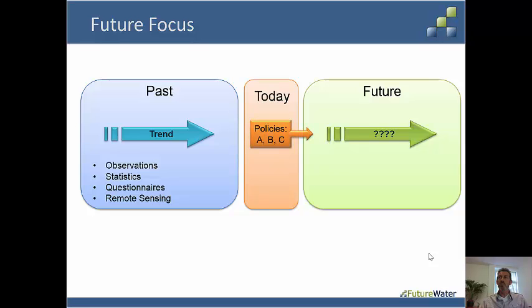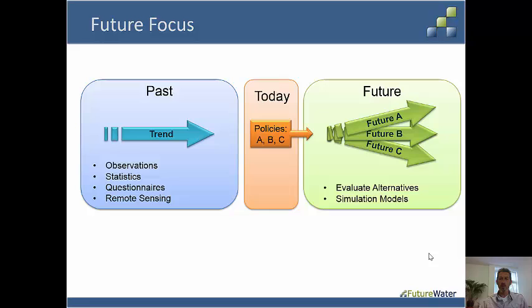But we are here today, and today we can influence the future. We can develop different policies. Let's say policy A, policy B, policy C. And based on these policies, of course, the future will be different, and hopefully the future will be better. So by having planning tools, and I call them here simulation models, we can evaluate alternatives.